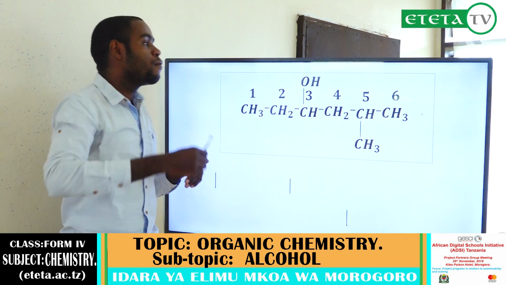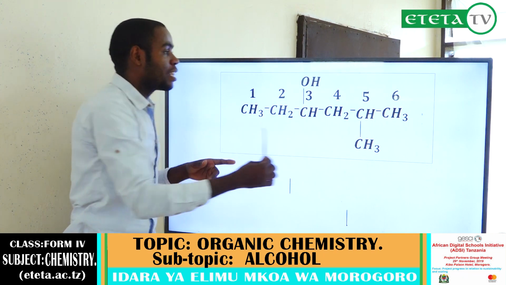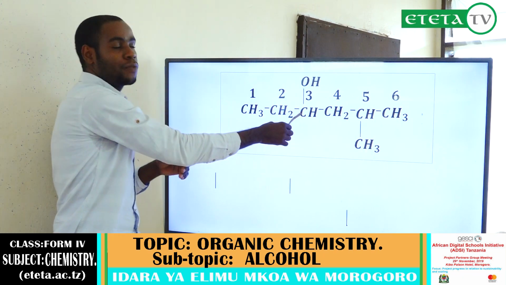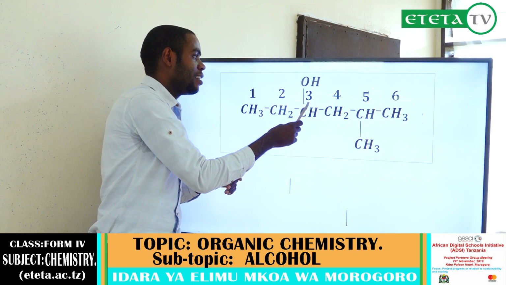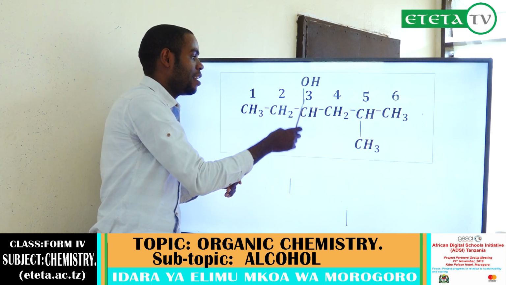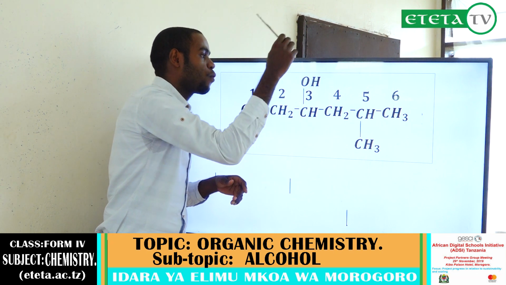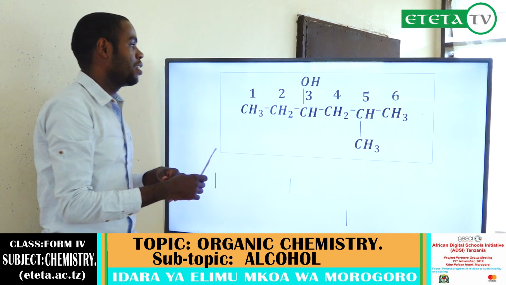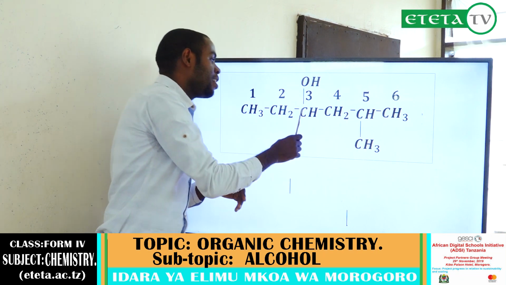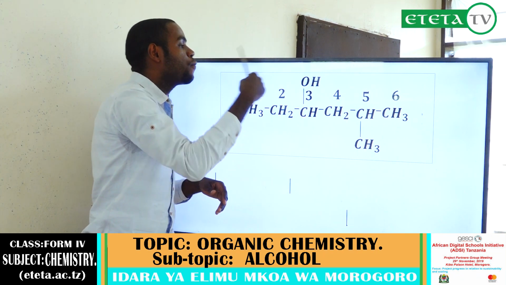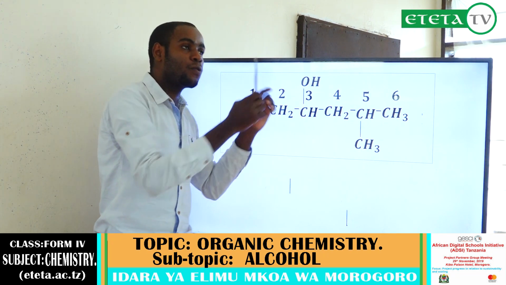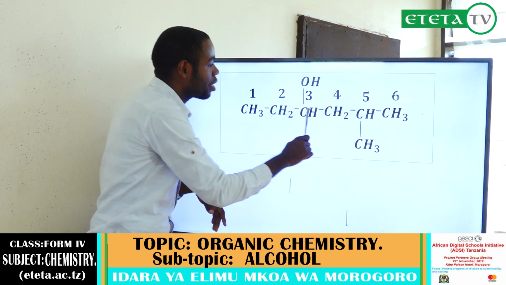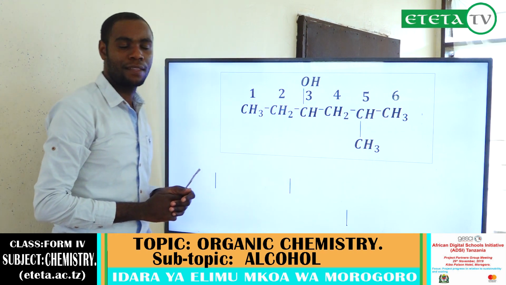But if you start from right to left, it will be 1, 2, 3, 4. 4 is the locator in case you start from right to left. Now, because 3 is smaller than 4, for that case, numbering will start from left to right, and it will be 1, 2, 3, 4, 5, 6.